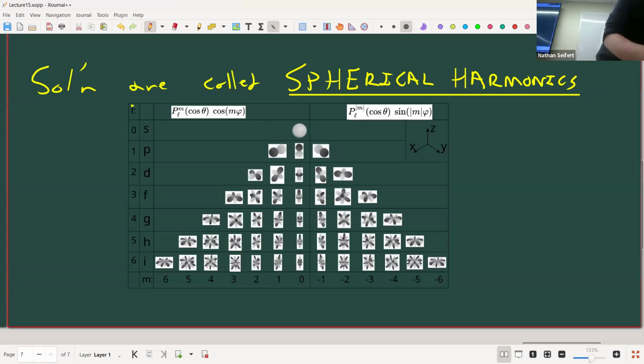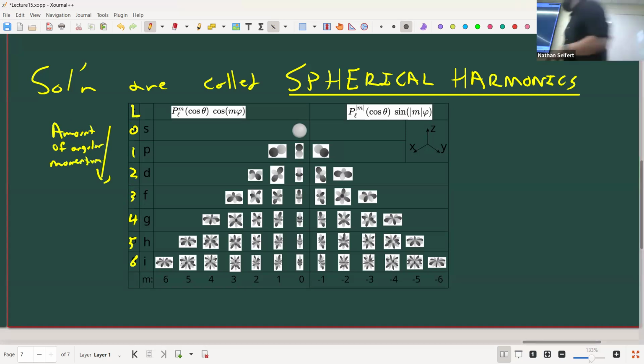I'll write that here. This is L: 0, 1, 2, 3, 4, 5, 6. This is the amount of angular momentum, the total amount of energy. And what we find is that there's a set of special angular solutions for the problem, depending on how much angular momentum our system has. Our system will have quantized amounts of angular momentum. You can have 0 units, 1 unit, 2 units, just like we can have quantized amounts of vibration. And each one has a set of solutions that are allowed.